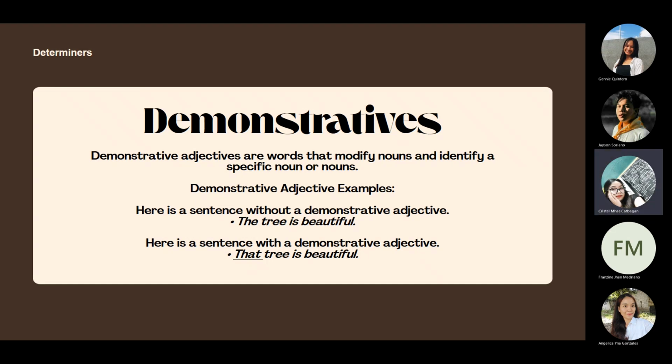So if the speaker were in a forest, this would be a very confusing statement. The audience might question which tree. So here is the sentence with the demonstrative adjective. That tree is beautiful. This sentence clarifies any confusion and identifies a specific tree. So which tree is beautiful? That tree.